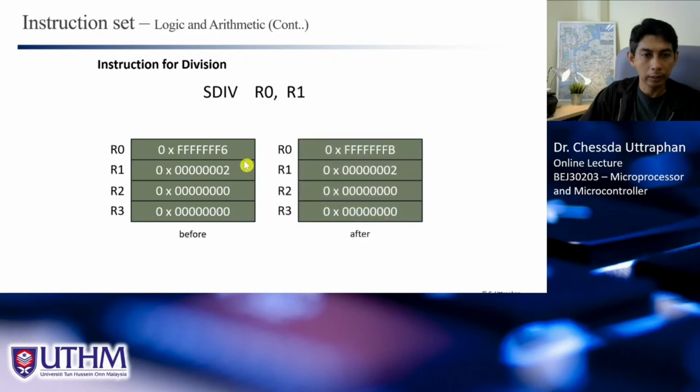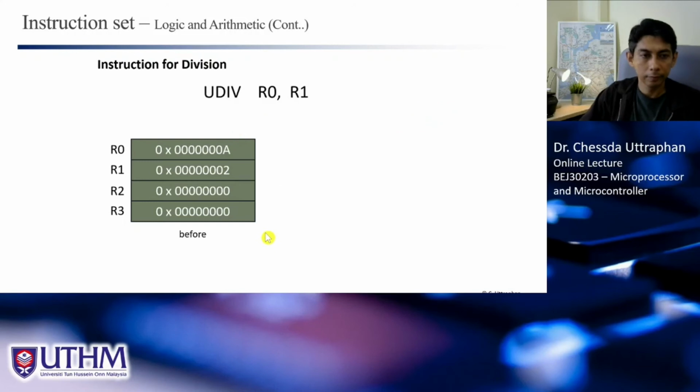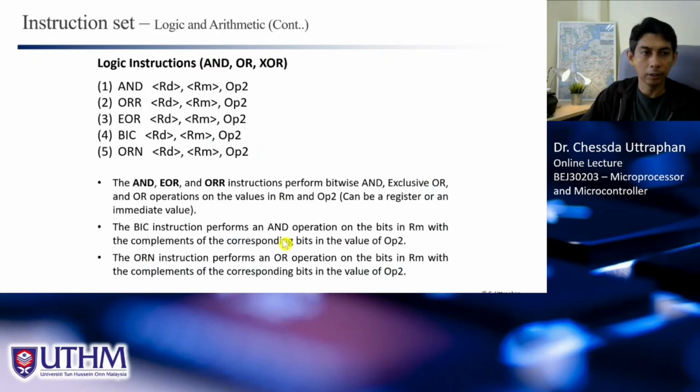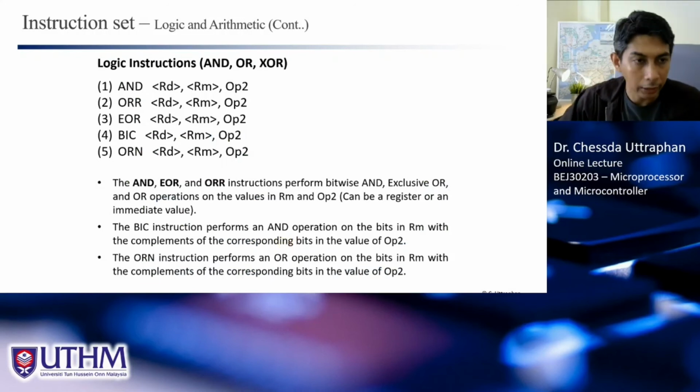Yeah, this is actually minus 10. Stored in 2's complement number in microprocessor in R0. So minus 10 we divide by 2, right? So we have minus 5 in R0. So this is actually minus 5, right? The result. And for example, under unsigned, so A is 10 divided by 2. So we have 5 in R0. Okay, so that will be arithmetic instruction.